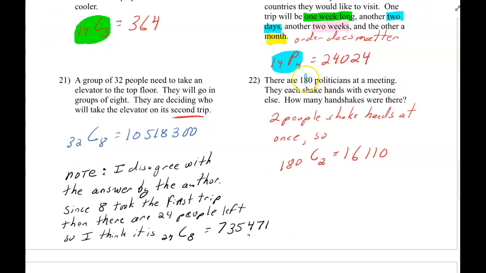Number 21 and 22, I'm going to start on number 22. So number 22, 180 politicians shake hands. There are 2 people that shake hands at a given time. So it would be 180 choose 2. We did that problem one of the days in class, so it's been a while since we looked at that one.